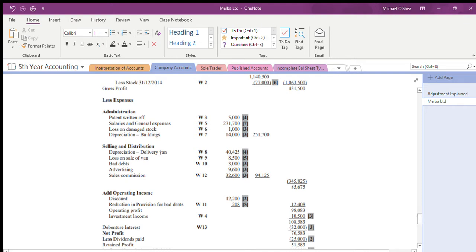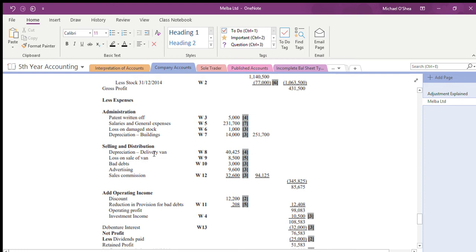Admin, selling and distribution. This is the same as sole trader. So when you're looking through this, I would always learn off the selling and distribution. There's maybe 6, 7, 8 things that can go in here. Learn off those lists of things. It's the exact same as the sole trader. Learn off the list of stuff that can go here, and then everything else just goes on admin.